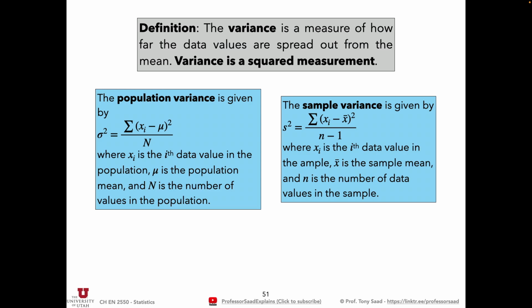Remember, we distinguish between sample and population. And the formula is the same. You're taking the distances from the mean, x minus mu, squared. Remember, summations are carried over all data points.